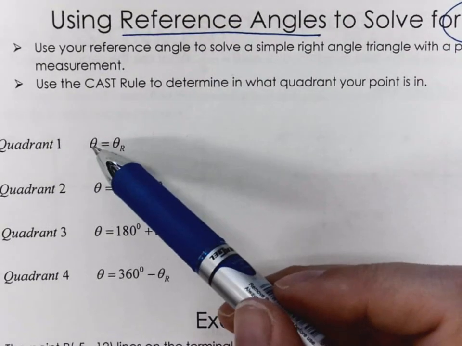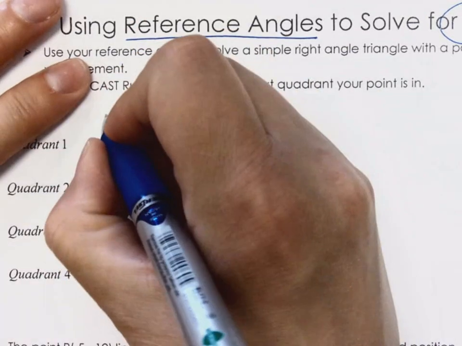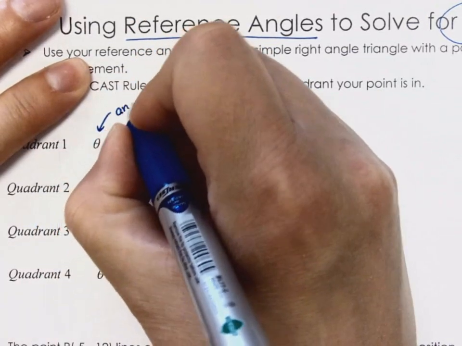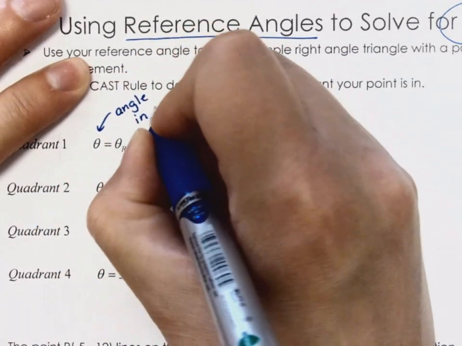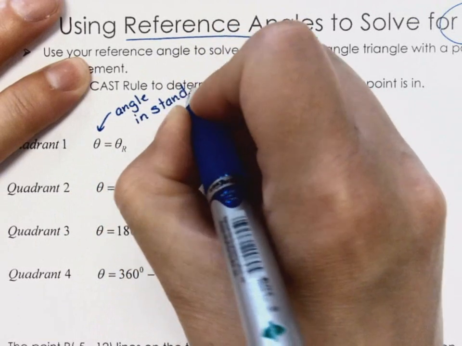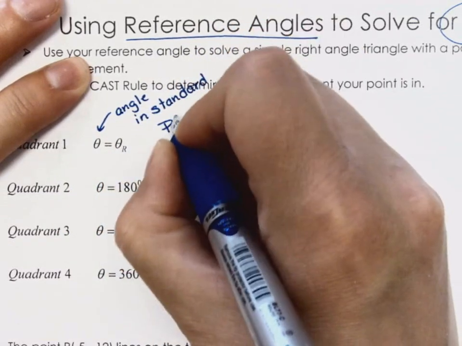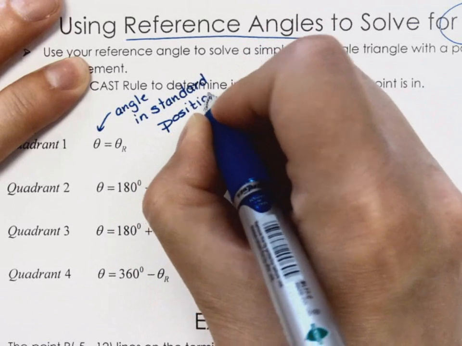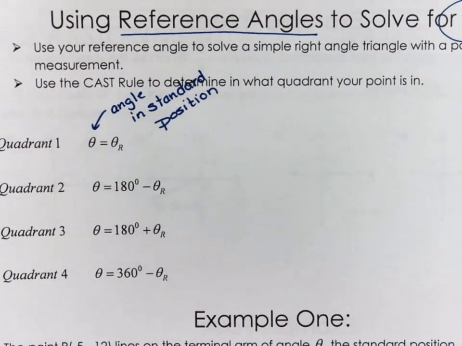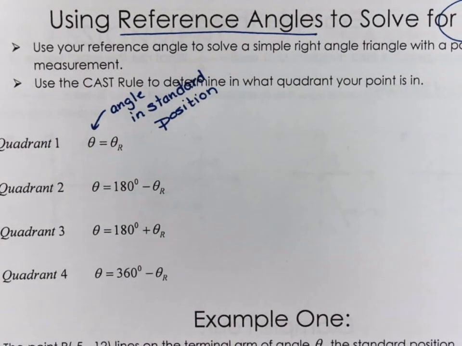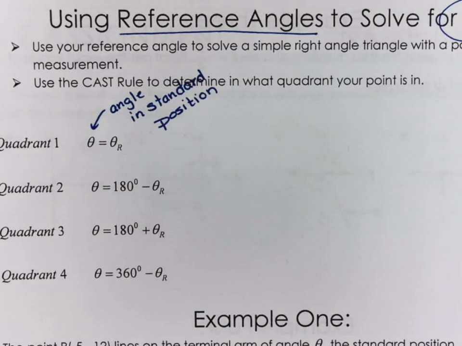So in quadrant 1, this is the angle in standard position. So it's like your real angle. I don't know how else to say that. It's the one that we're measuring. It's the important one. The angle in standard position is the theta. The theta R is the reference angle. So in quadrant 1, they're the same thing because they're acute. They're less than 90 if they're in that first quadrant.